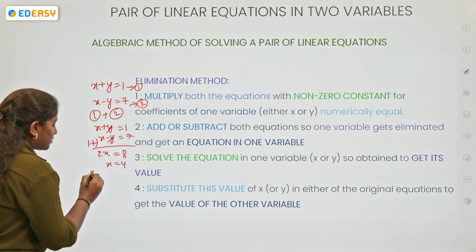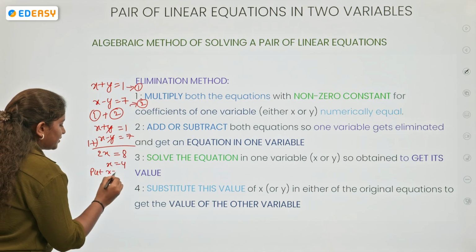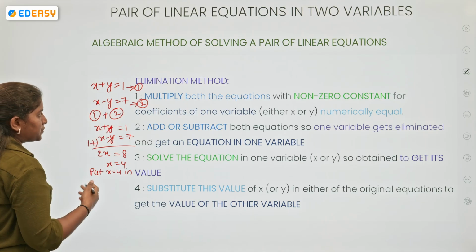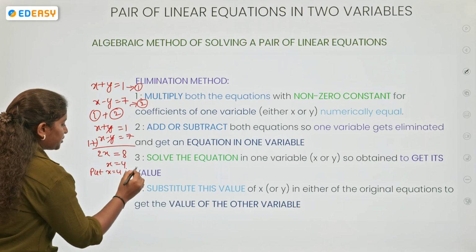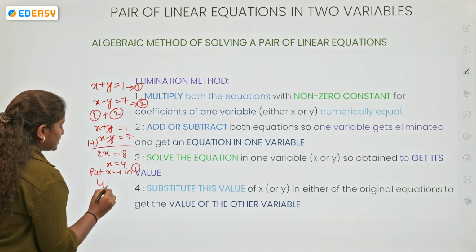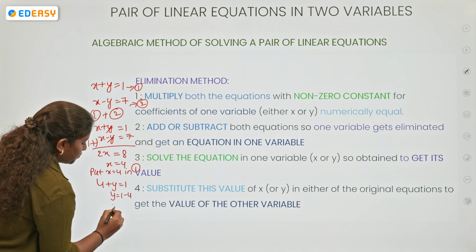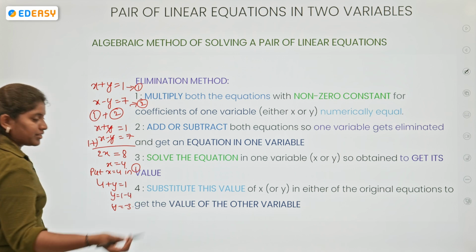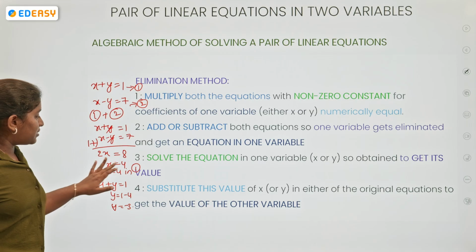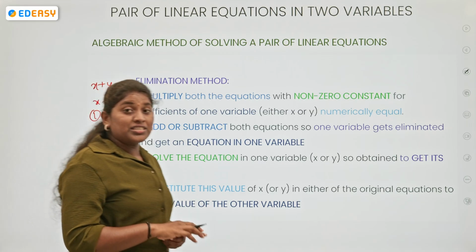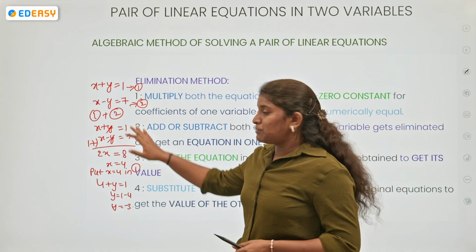Now put x equals 4 in any of your equations. If you take the first equation, 4 plus y equals 1. Now y equals 1 minus 4, y equals minus 3. Clear? So we got the x value as 4 and the y value as minus 3. Okay, so this is how we do the elimination method.